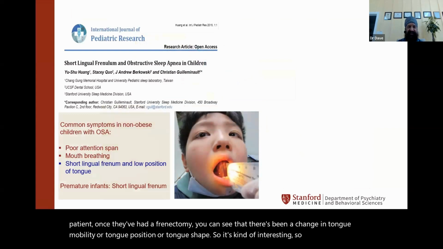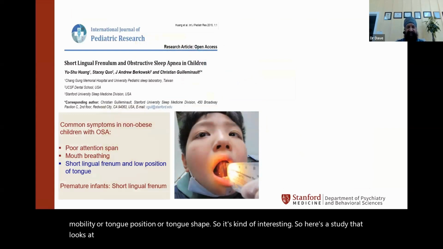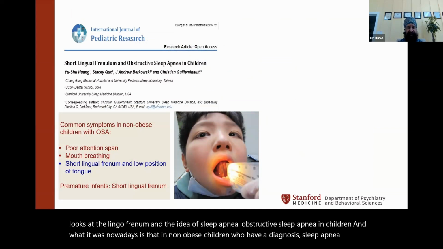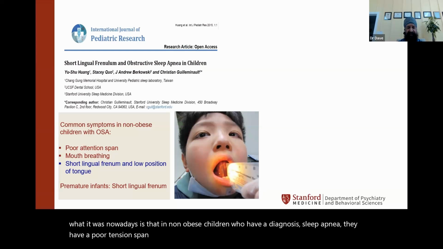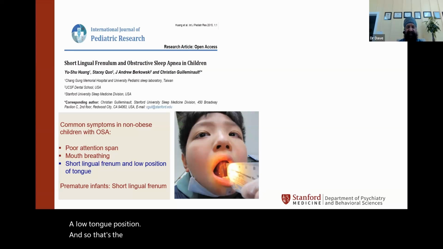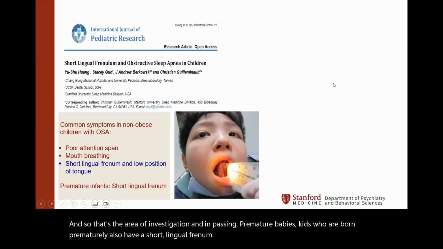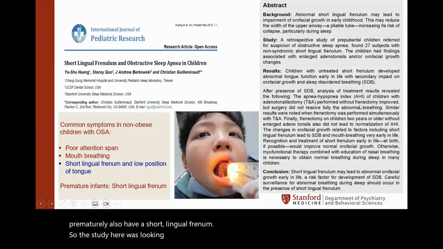Here's a study that looked at the lingual frenum and obstructive sleep apnea in children. What was noted is that non-obese children who have a diagnosis of sleep apnea have a poor attention span, are predominantly mouth breathers, and have a short lingual frenum and a low tongue position. So that's the area of investigation. In passing, kids who are born prematurely also have a short lingual frenum. So here they were looking at the possible role of the frenum.